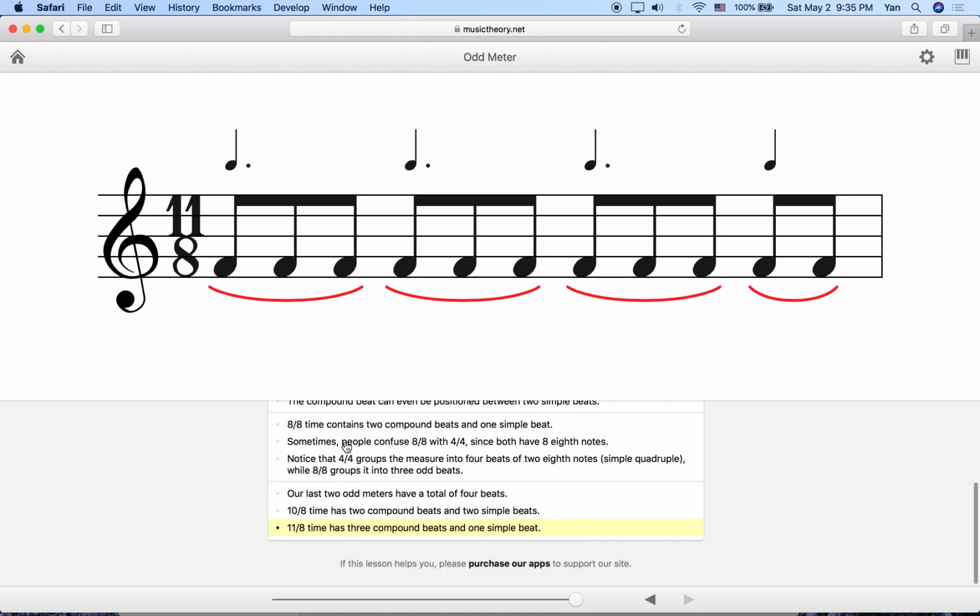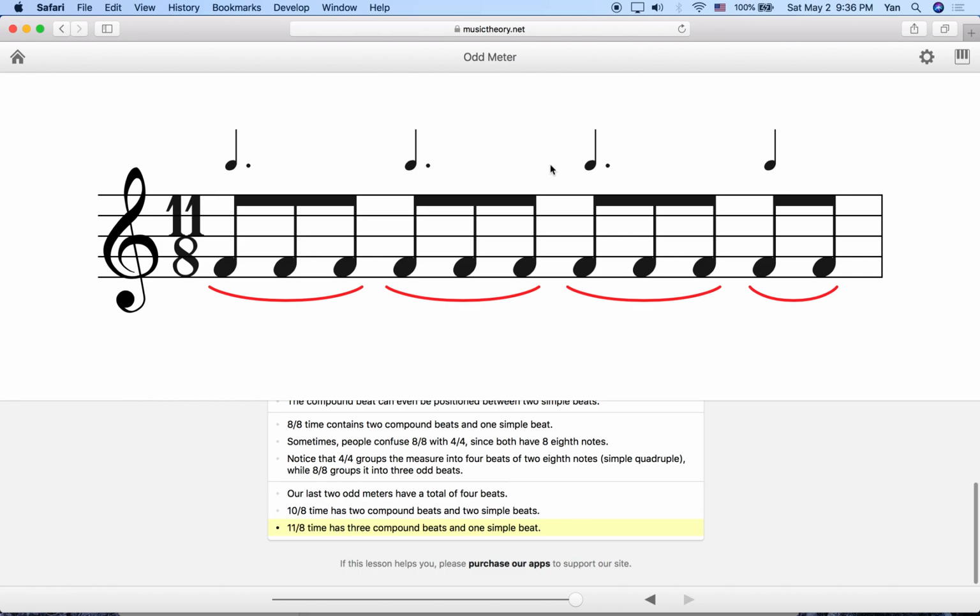So these odd time signatures, these odd meters, are going to show up in music whenever we want to have something more interesting than your very stable simple and compound meters. When we want to combine them, we're going to come up with these cool, different feels that are going to make the music much more interesting, rhythmically speaking.